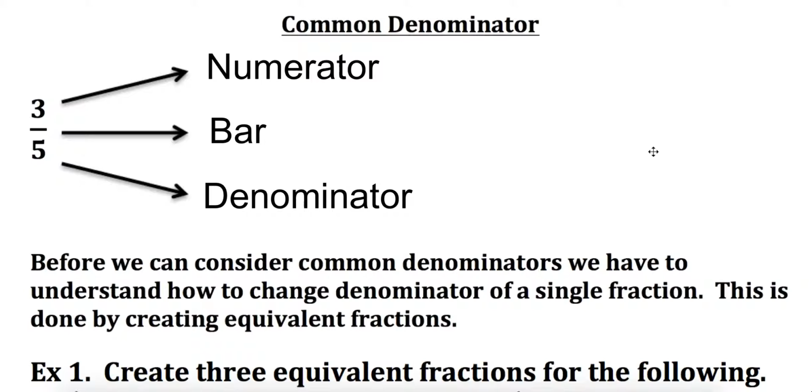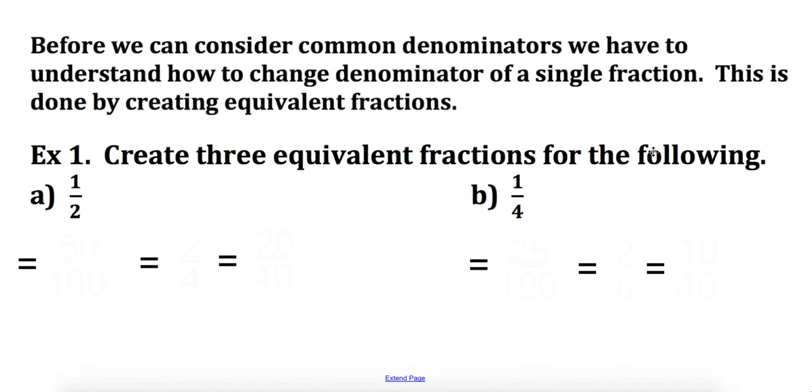by creating equivalent fractions. Now if we look at this, we have create 3 equivalent fractions for the following. We have 1/2 to begin with. Well, we know that 1/2 is about 50% of something, or exactly 50%. 50% means 50 out of 100. Another equivalent fraction would be 2 over 4. 2 is half of 4.